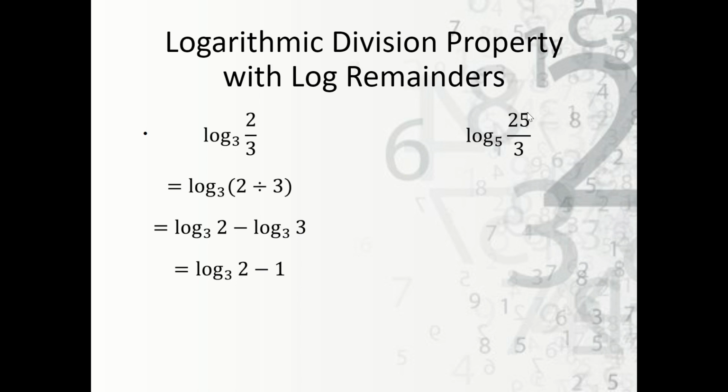Now this one, log base 5 of 25 over 3. We can take this and say log base 5 of 25 divided by 3. And then we can break this up. So this is log base 5 of 25 minus log base 5 of 3. Well, for this first part, 5 to what power equals 25? Well, 5 to the second power equals 25. So this is 2. And we can't multiply 5 times itself any number of times to get 3, so we just leave that part as is. So this becomes 2 minus log base 5 of 3.